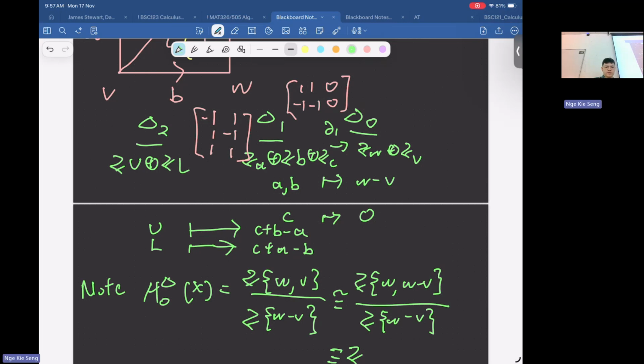What's the image? Well, obviously you get A minus B plus C, no? Okay, A minus B plus C. Any other thing inside here? Actually, just A minus B plus C, right? Ah, A minus B plus C.